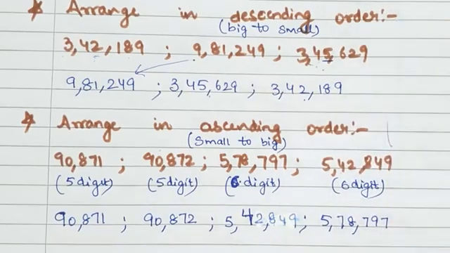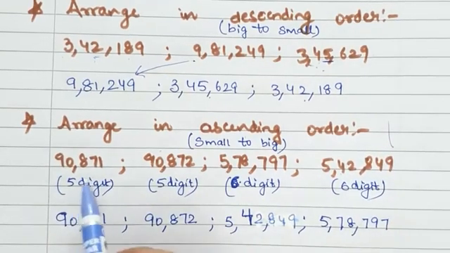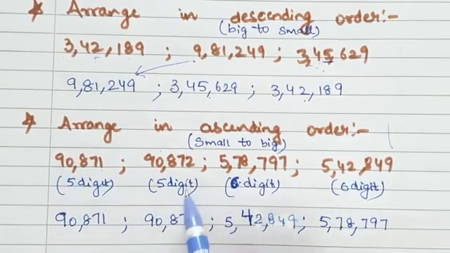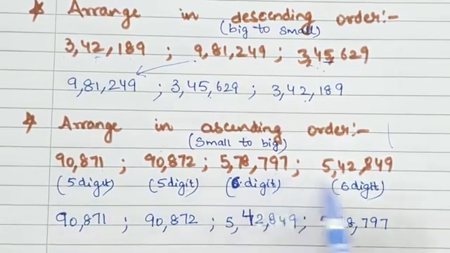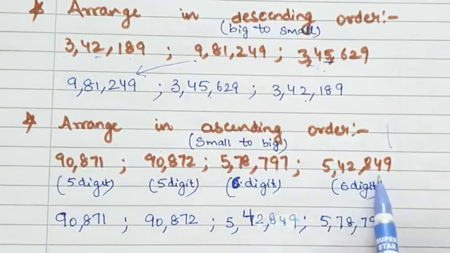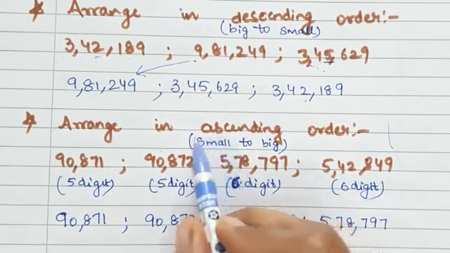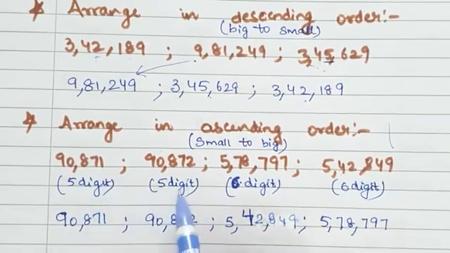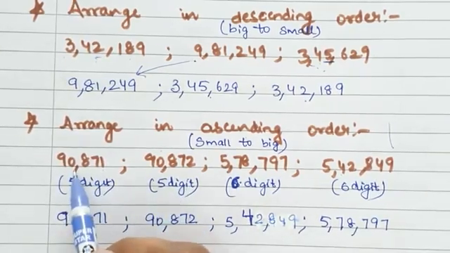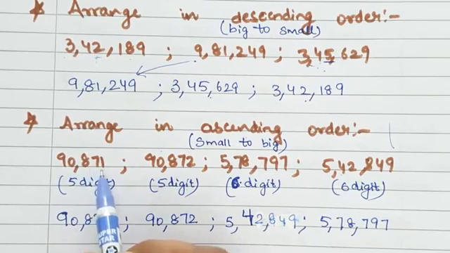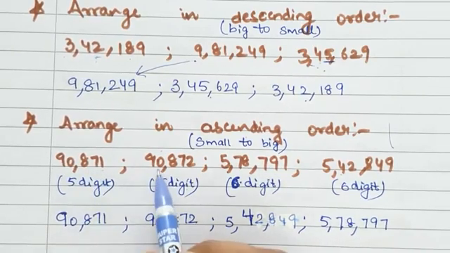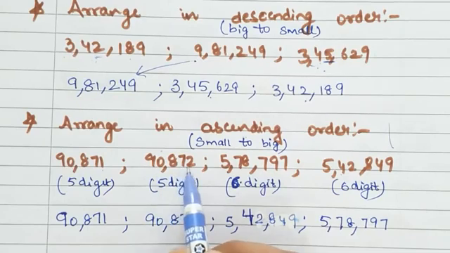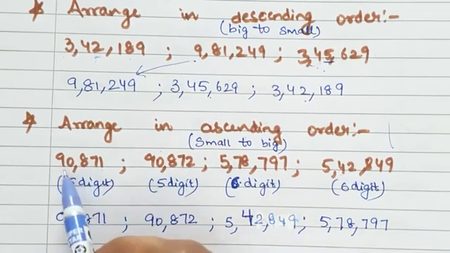So now in the next question we have to arrange these numbers in ascending order, that is smaller to bigger. So now again there are 5 digits, 6 digits, again 6 digits, but we have to start from the smaller number, so we will start from these 2. This is 90,871 and this is 90,872.